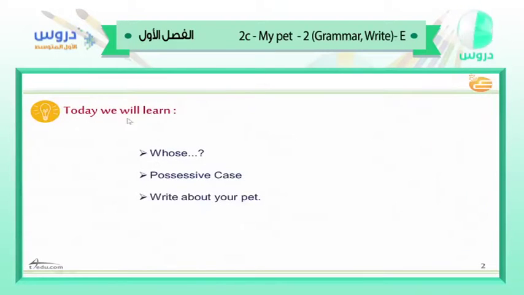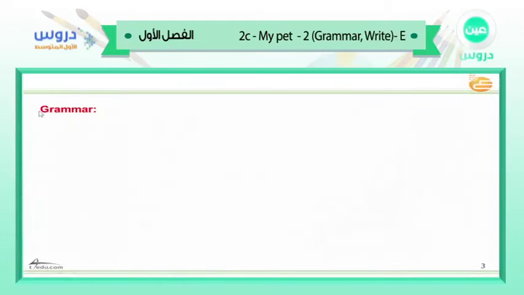First of all, today we will learn number 1, whose. Number 2, possessive case. Number 3, write about your pet. At first we have grammar. We will start with the grammar. And now we will talk about whose.